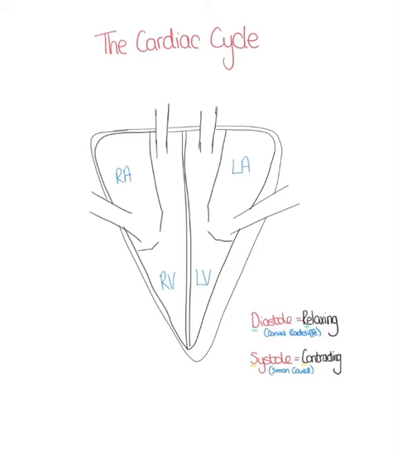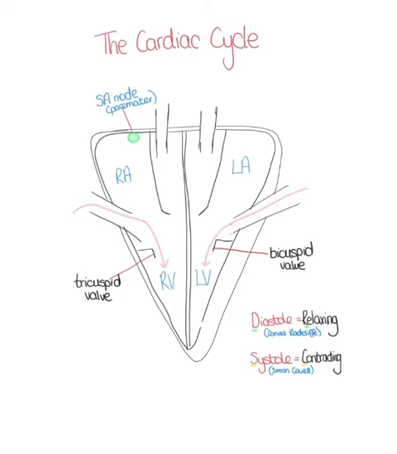When the heart is relaxed, blood will flow into the top two chambers, the left and the right atrium. This blood will then pass into the left and the right ventricles through the tricuspid and bicuspid valves. Located at the top of the right atrium, there is a small cluster of specialised tissue called the pacemaker. Another term for this is known as the SA node.